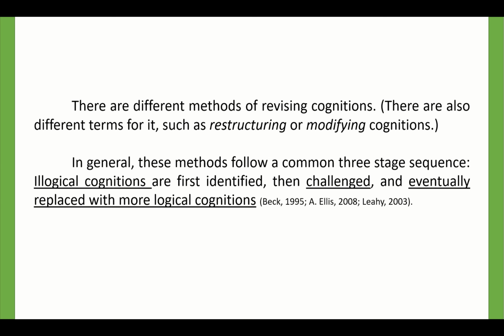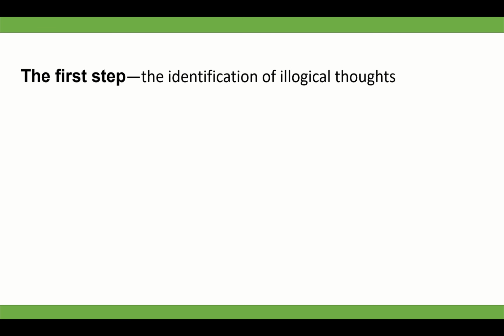So, in general, these methods follow a common 3-stage sequence. Illogical cognitions are first identified. Next is, it's challenged. Third is, eventually, replaced with more logical cognitions. Now, the first step is the identification of illogical thoughts.